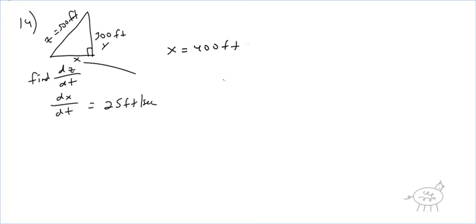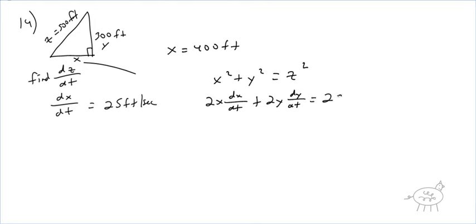Okay, so let's relate our variables. x squared plus y squared equals z squared. And let's take the derivative with respect to time. So we get 2x dx/dt plus 2y dy/dt equals 2z dz/dt.